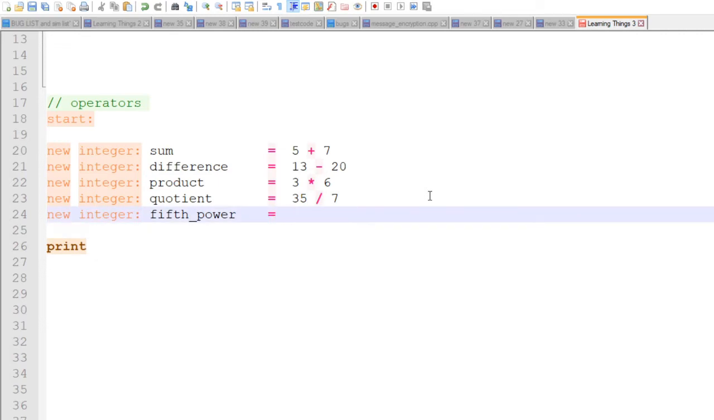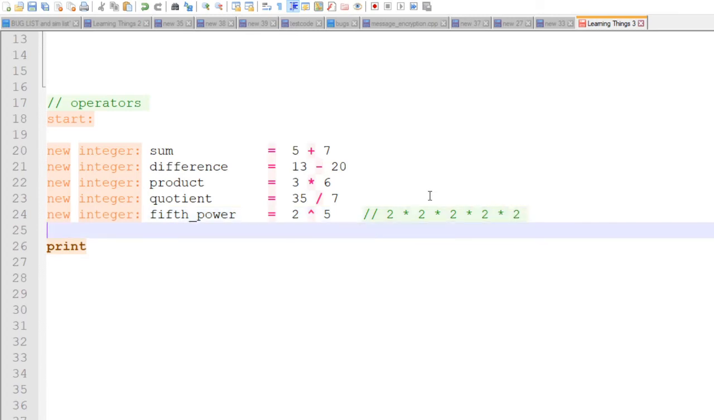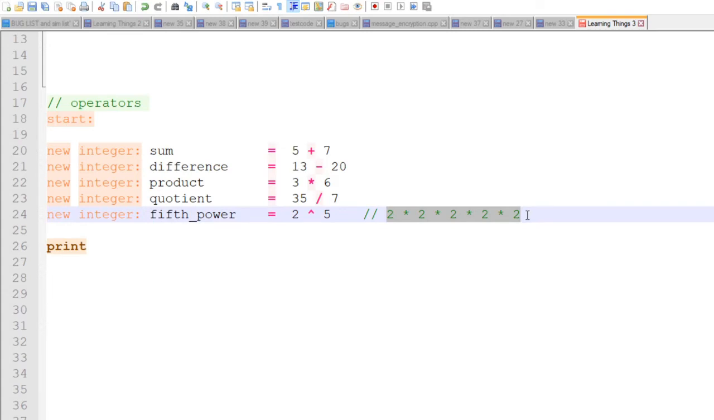Finally, power. If you have an exponent on a number, you're raising something to a power. So if I do 2 to the 5th power, it would look just like that. Just so you know for sure, that would be 2 times 2 times 2 times 2 times 2, 5 times. You multiply 2 times itself 5 times, and that's what raising something to a power is, if your math class hasn't gotten to it yet.